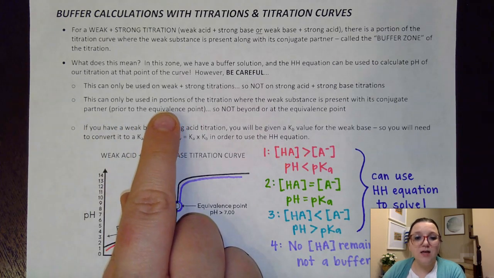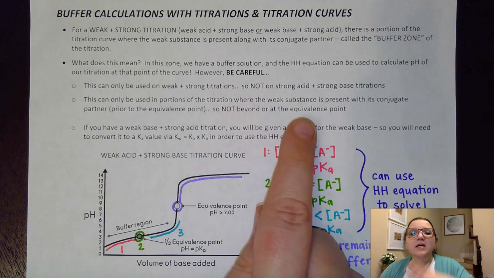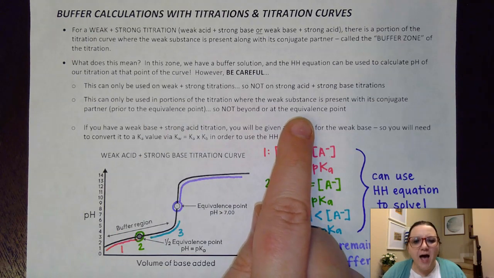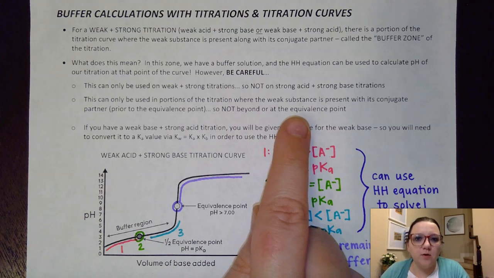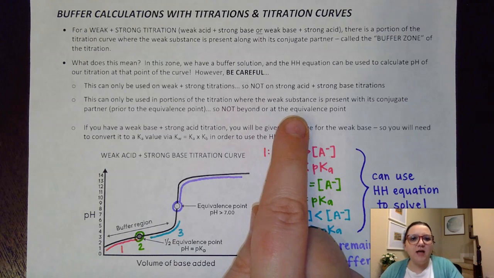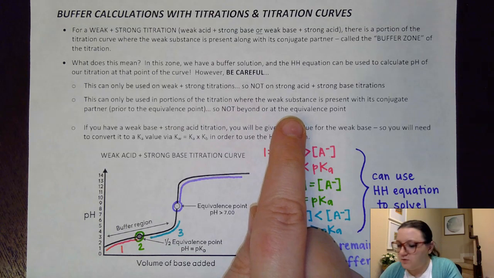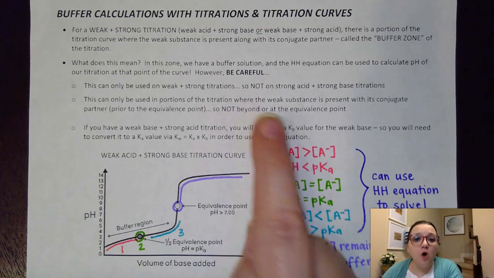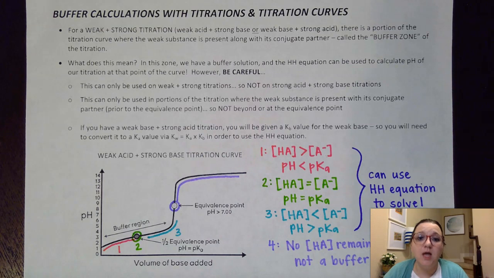And the reason why I say that is because at the equivalence point is where you no longer have your original weak acid or base present. All of that has gone away because you've canceled it out with whatever strong substance you're adding to it. So at the equivalence point or beyond, you no longer have a buffer system. And so you cannot use the HH equation. So you have to be really careful. You have to ask yourself, well, am I before the equivalence point? And I will show you what trick you can use to kind of figure that out.